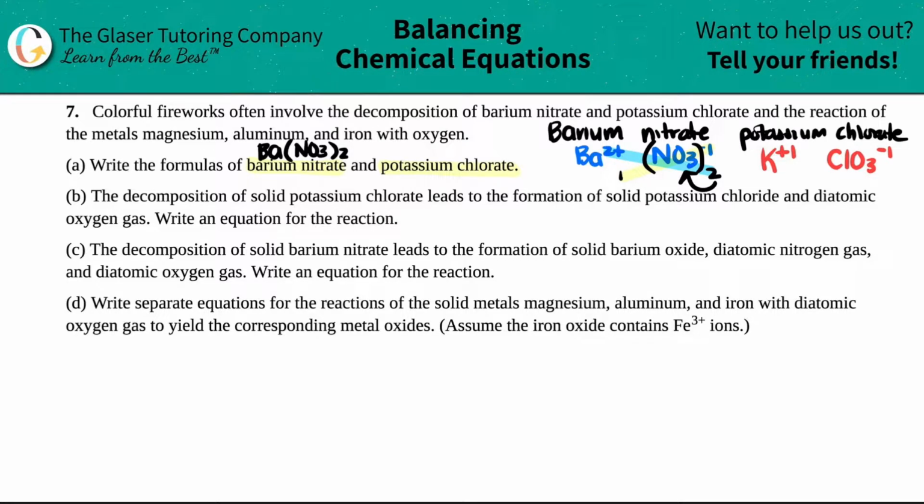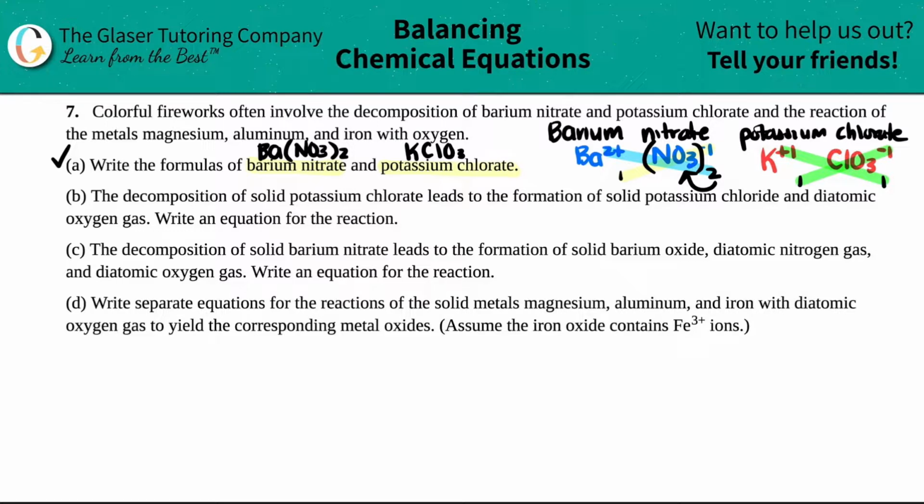Do our little crisscross method. The 1 from the potassium tells me that I need 1 chlorate, and the 1 from the chlorate tells me that I need 1 potassium. So no parentheses here. I have 1 and 1. So potassium chlorate would just be KClO3, and that takes care of letter A. Okay. Now let's go to B.